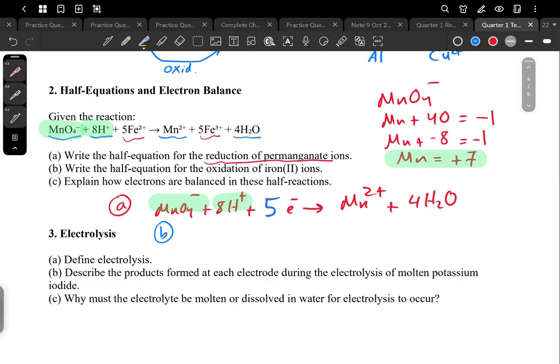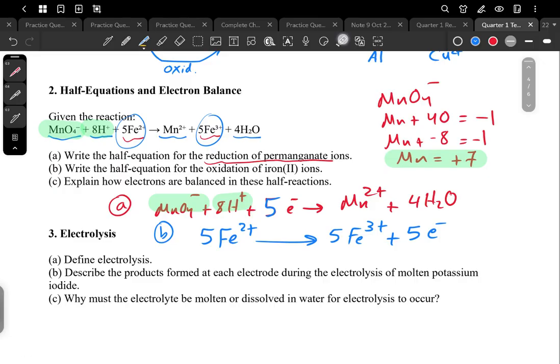The half equation for the oxidation of iron is very easy, so we'll write down the rest. I will write down this and the other electrons. Oxidation means losing of electrons. So 5Fe2 positive when it is oxidized. After the oxidation, we write the arrow immediately. So at the other side, 5 Fe 3 positive plus 5 electrons.